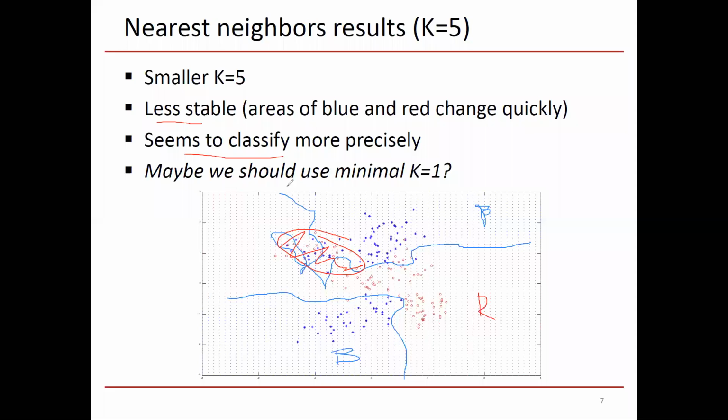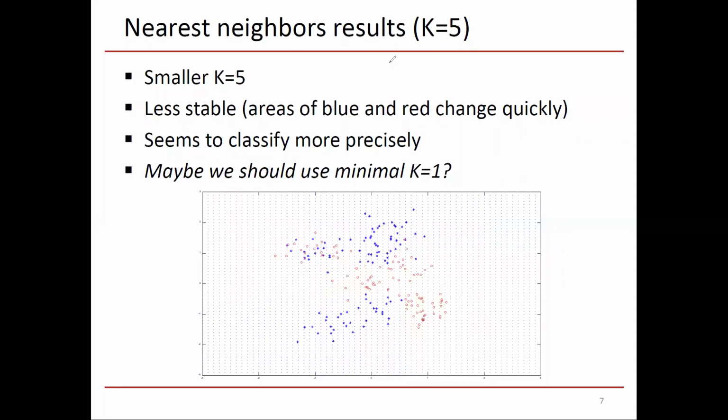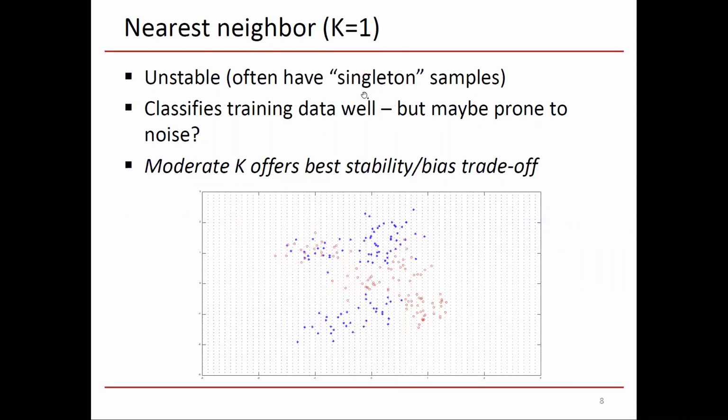So maybe we should use minimal K, like K equals 1. Well, probably not, because then it'll be very unstable. So let's see that. So now we're sort of sampling the one nearest neighbor, a singleton neighbor, and this classifies the training data well. So in other words, things are accurate, but very unstable. So maybe it's prone to noise. So for example, if you look at the area that we discussed earlier, the reds and the blue are changing all over.